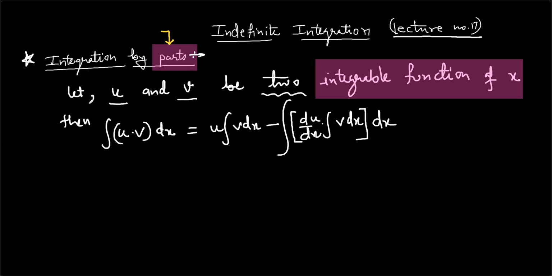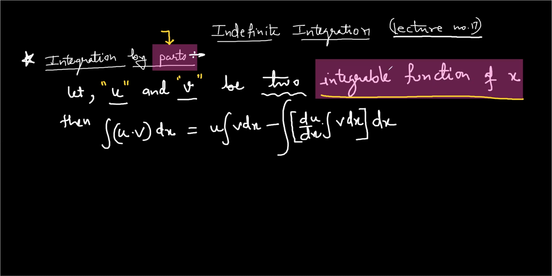So let's begin with it. The statement of the theorem says if u and v are two integrable functions of x. Now see here, I have written integrable functions of x. What are u and v? u and v are integrable functions of x. It means these two functions can be integrated. Integrable functions of x means they can be integrated.